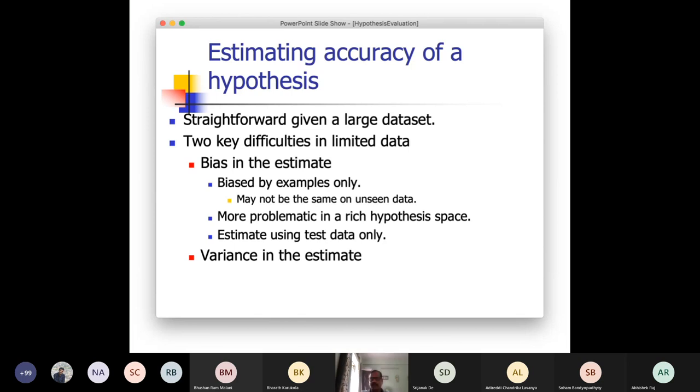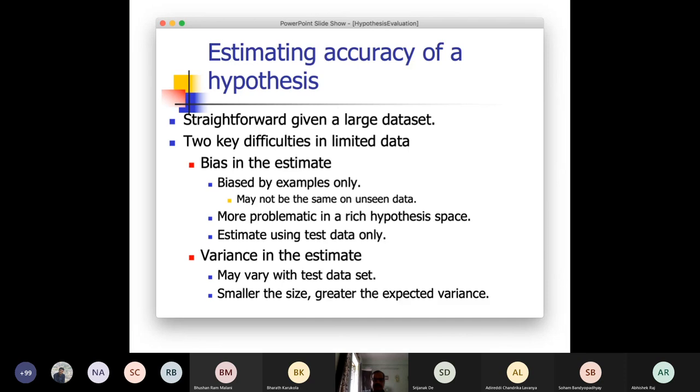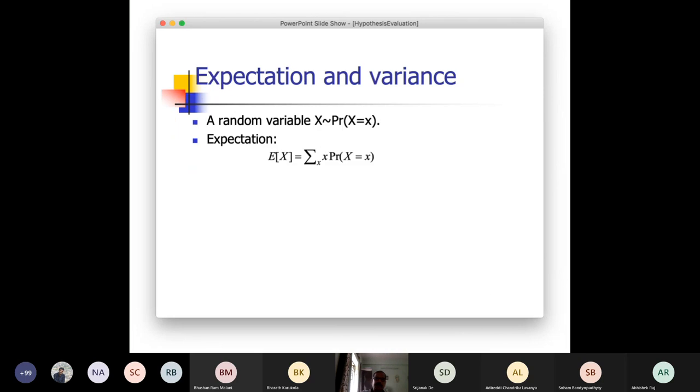Any kind of performance you are measuring, finally, it is not the performance on training data that you would be reporting. You would be reporting performance on the test data in this regard. And variance, as I mentioned, may vary with the test data set. So if the size is smaller, then the expected variance is greater. So that is what is considered.